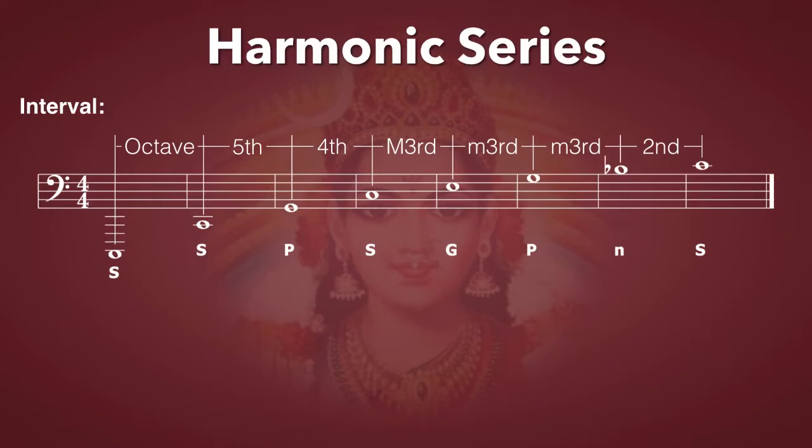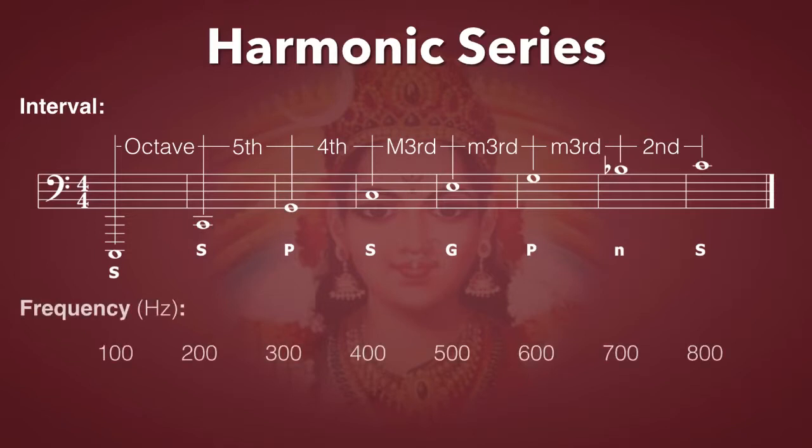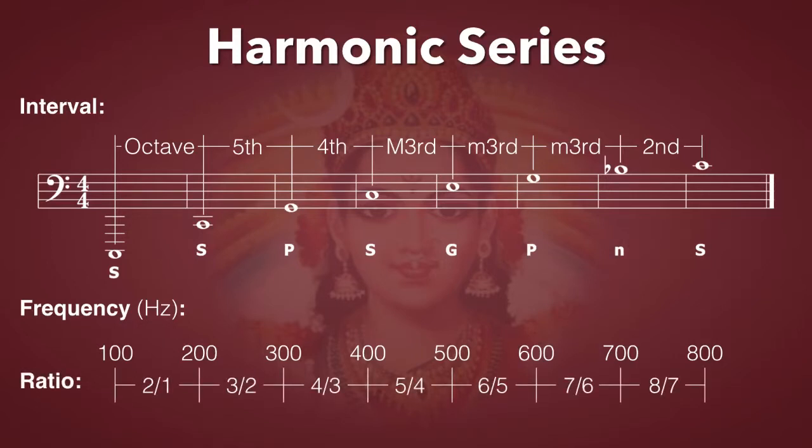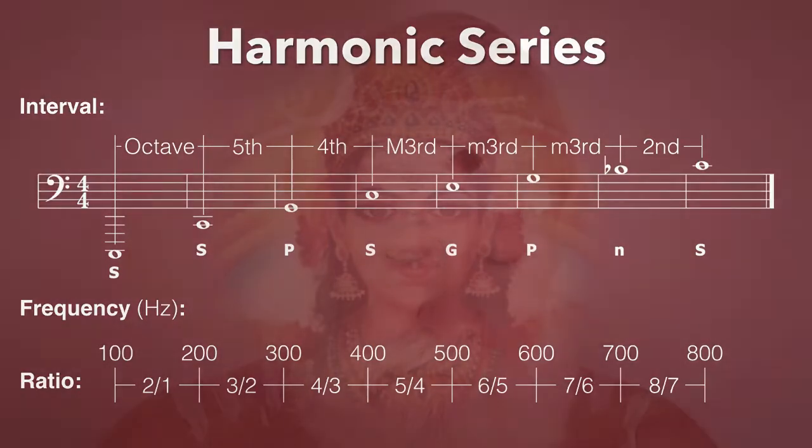Now, the interesting thing here is the frequency relationships are integral. In other words, they're made up of whole numbers. An octave is two times the frequency of the lower note. The fifth is 3/2 times the frequency of the lower note. The fourth is 4/3, and so on.